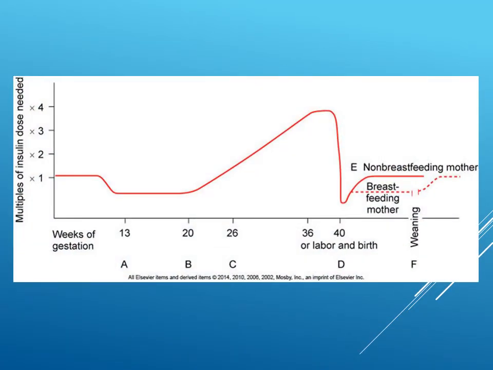This slide shows a graph of insulin needs based on gestation, and you can see through the first few weeks the level remains a little bit higher than normal, and then right before week 13 the level drops significantly and remains low until about 20 weeks, and it starts rising until you see at 36 weeks where the insulin needs peak.